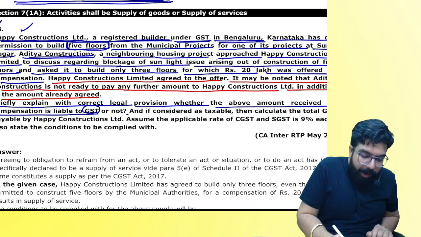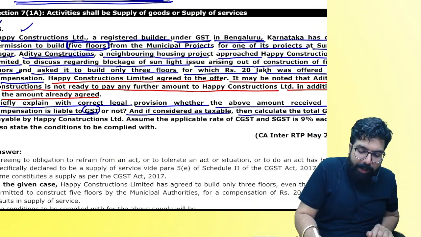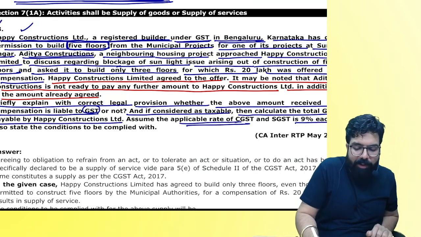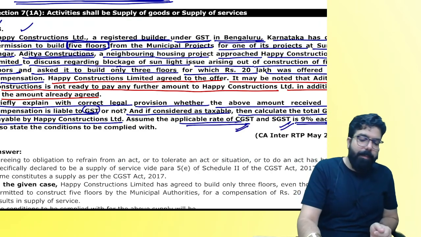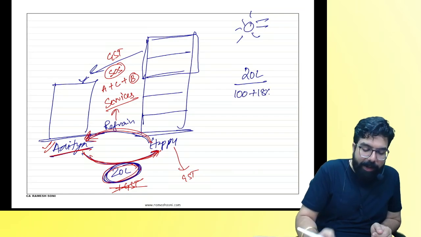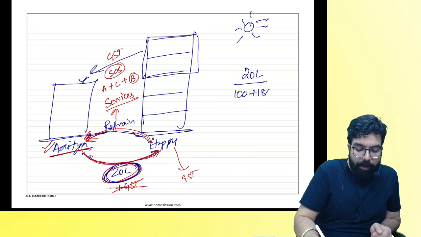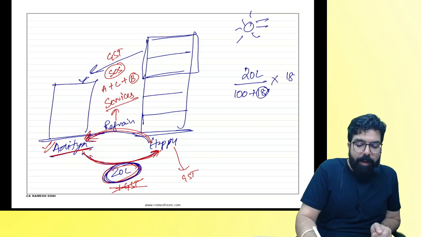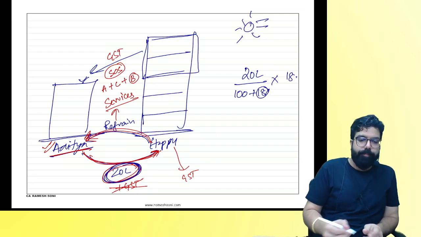Now, if consideration is taxable, then calculate the GST payable by Happy Construction, assuming that the rate of GST is 9% CGST and 9% SGST. Can you tell me, everyone, if 20 lakh is 100 rupees plus 18, correct or not? 9 and 9% GST is also included. Then how much is 18%? How much is the GST?